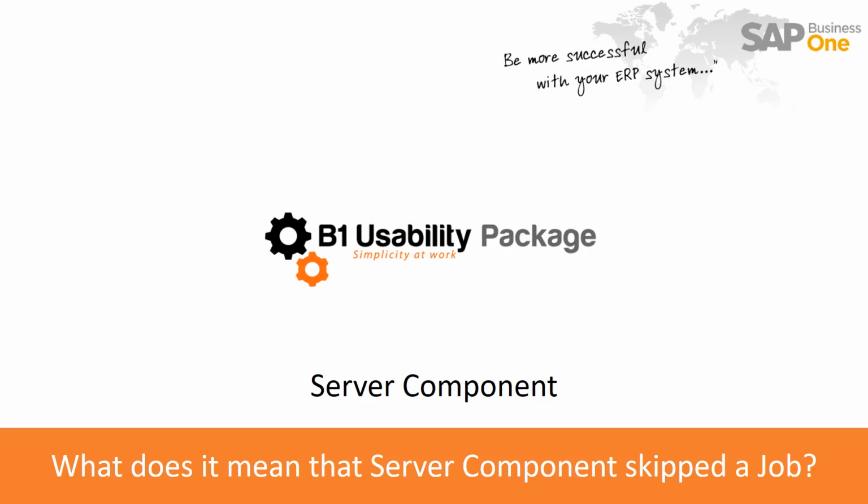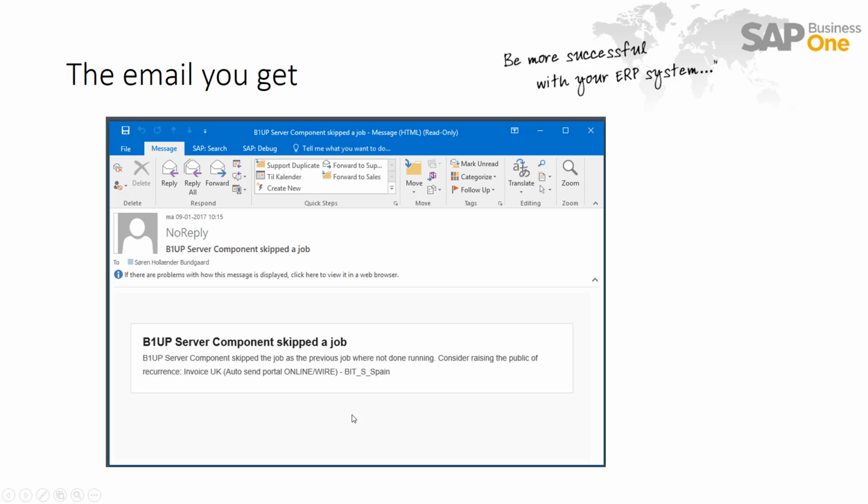Hi, in this video I will talk a little about the server component for usability packets and what it means when you get a "server component skipped a job" email. So let's go through it. First up, what do you actually see?